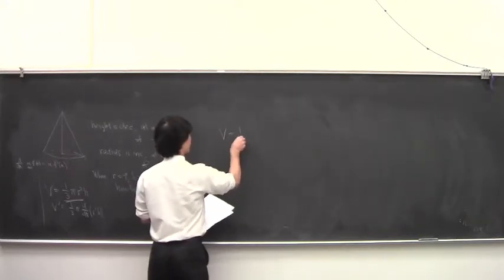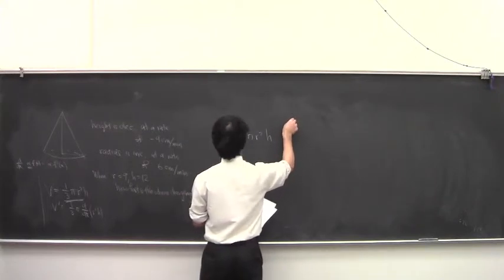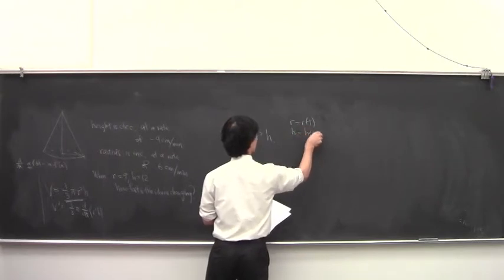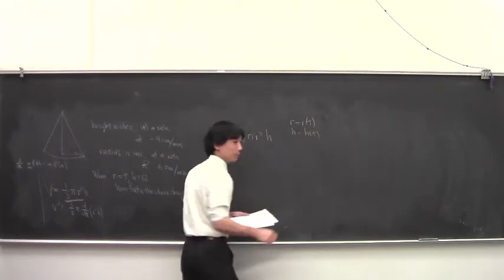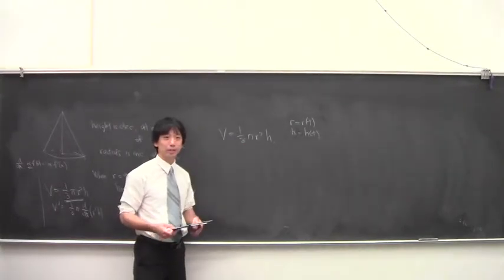So v equals 1/3 pi r squared h, right? R is a function of time. H is also a function of time, right? And so what do you get when you differentiate?